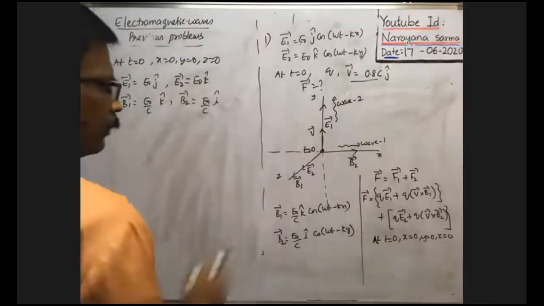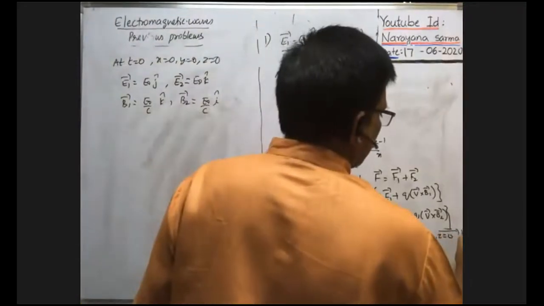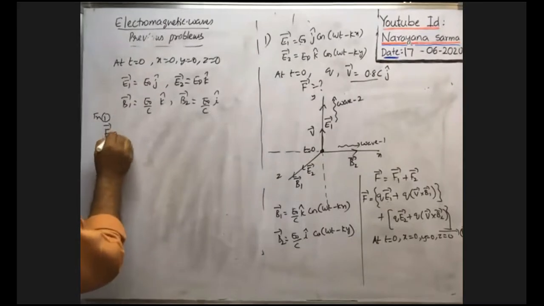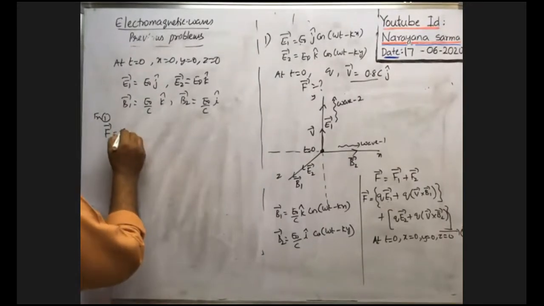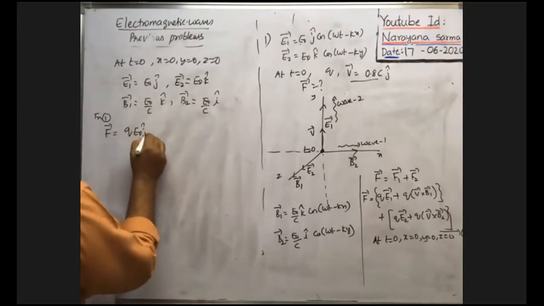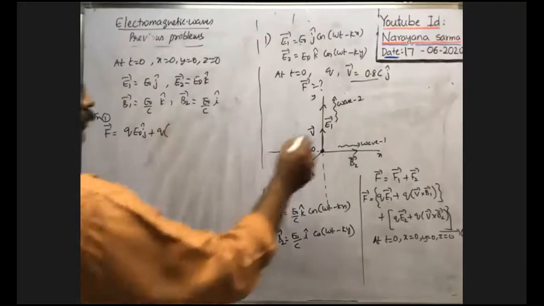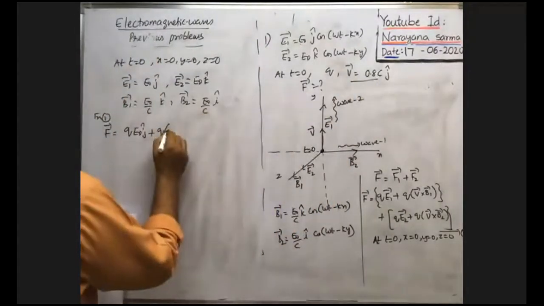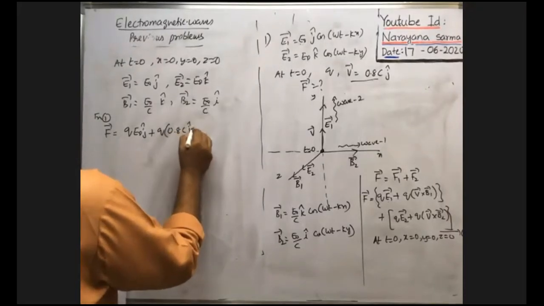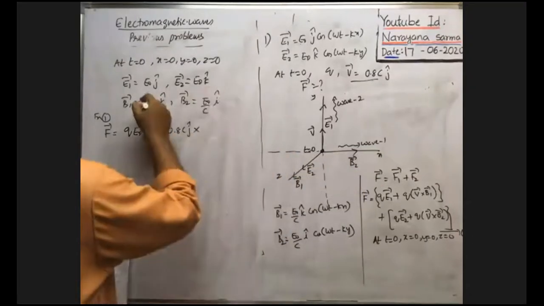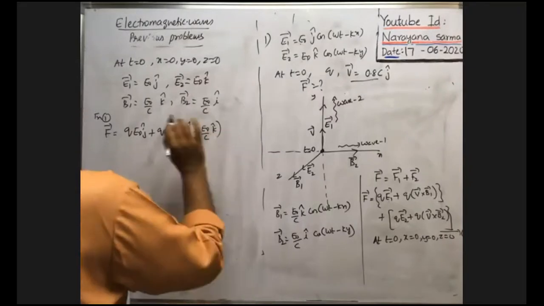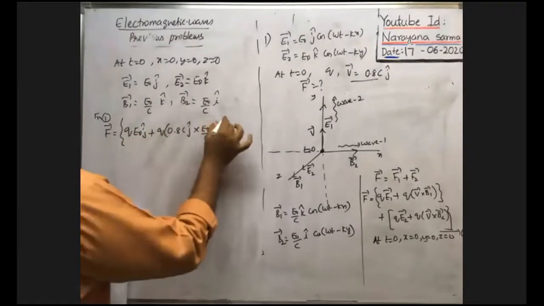Now you substitute in that formula. This is equation 1. From 1, the force acting on the charged particle is equal to charge Q into E1 bar, E1 bar meaning E naught into j cap, plus Q into V bar, where V bar is 0.8 C into j cap, cross B1 bar, which is E naught by C into k cap. This is the force due to the first electromagnetic wave.